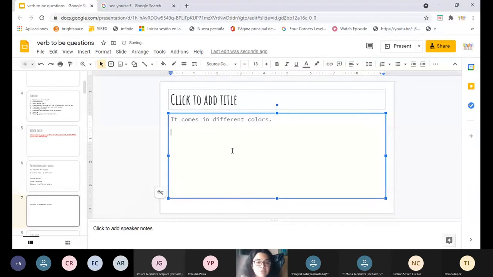And the same happens with the shape. It comes in different shapes. Okay? Usually we say it comes. All right? And this word, guys, remember the pronunciation is shaped. Not two syllables, only one syllable, shaped. That's the way we say it in English, shaped.